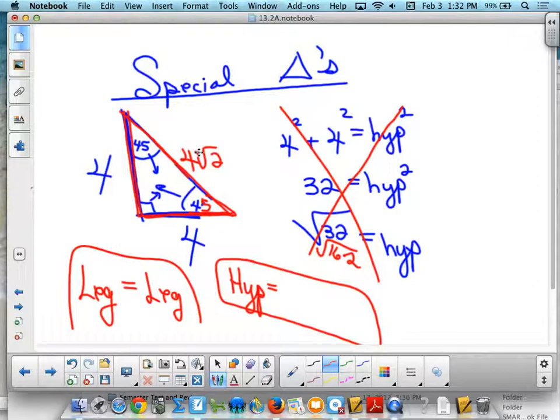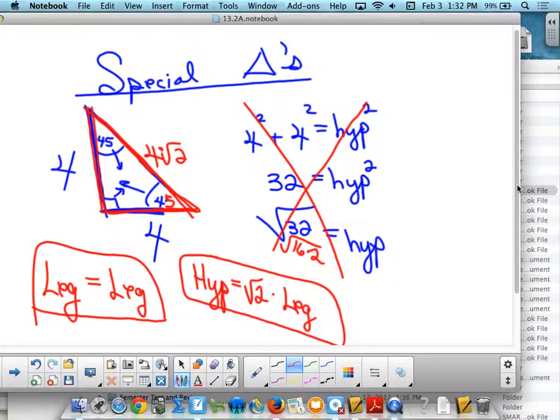Right, so really if I want the hypotenuse, isn't it going to be take the leg, whatever the leg is, 4, and take it times what? Square root of 2. So this becomes a quick formula for you anytime you want to find the missing sides of a 45-45. This is so simple, nothing needs to be done there. This one can get a little messy.